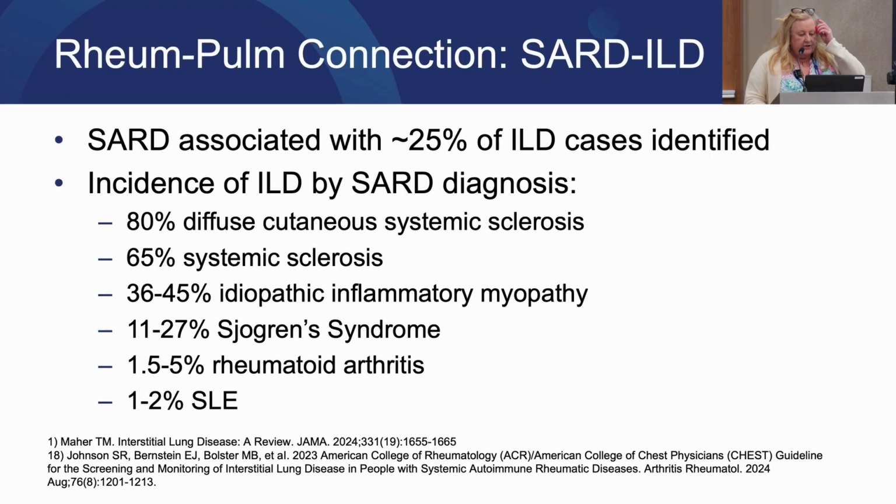Selective autoimmune rheumatology diseases are associated with about 25% of ILD cases that have been identified. We can see the diffuse cutaneous systemic sclerosis, idiopathic inflammatory myopathy, Sjögren syndrome, rheumatoid arthritis, and lupus.